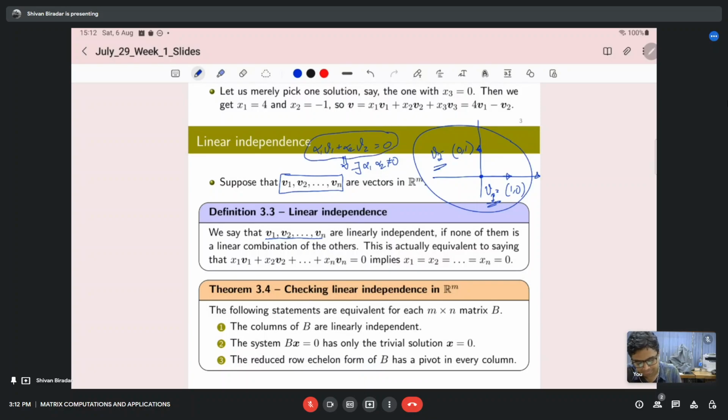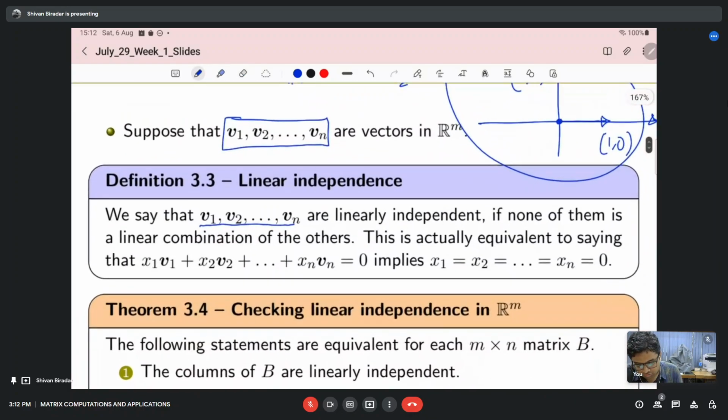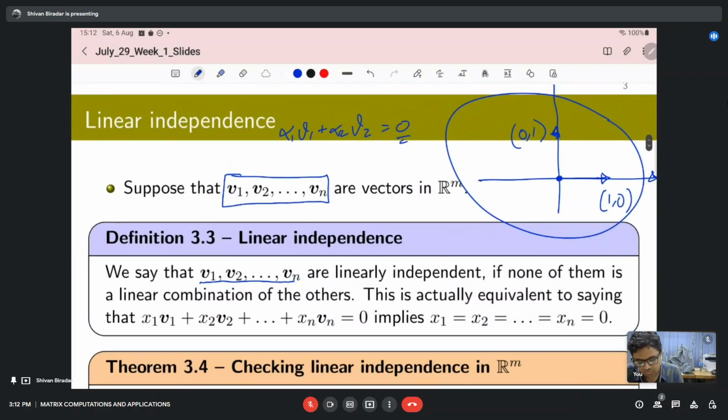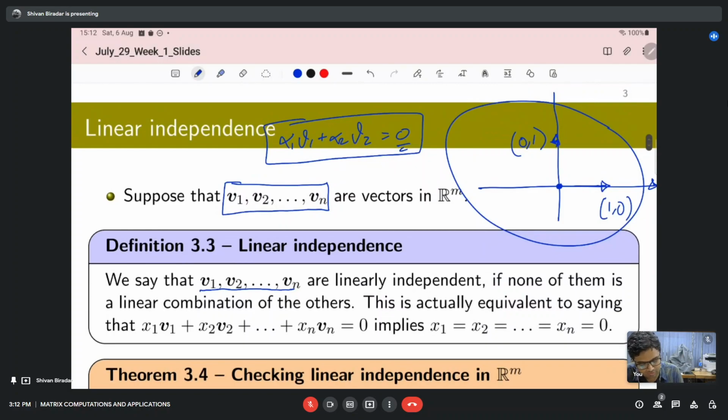For this example, there are no alpha 1 and alpha 2 except 0, 0. If alpha 1 and alpha 2 are both 0, then obviously this is a trivial solution and the sum will be 0, so we are not including that. What we are asking is whether there are any alpha 1 and alpha 2 not equal to 0 that satisfy this equation. For these two vectors, there are none.